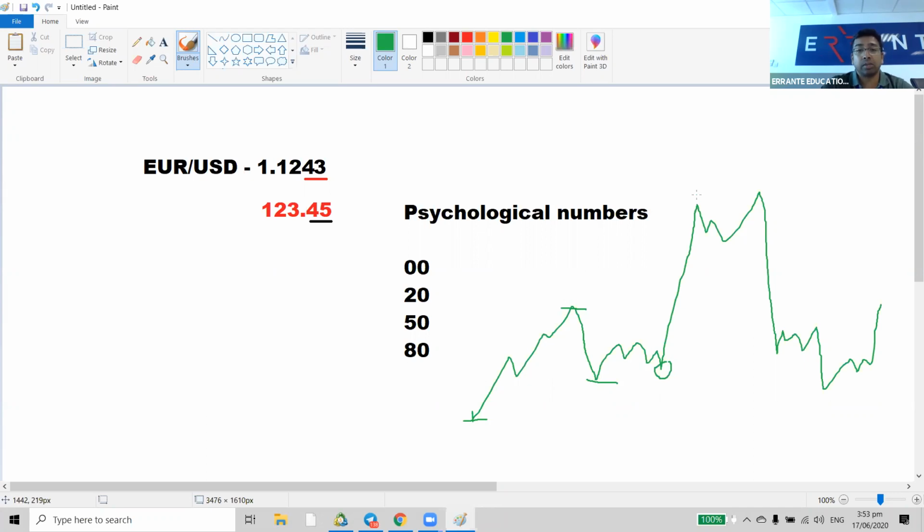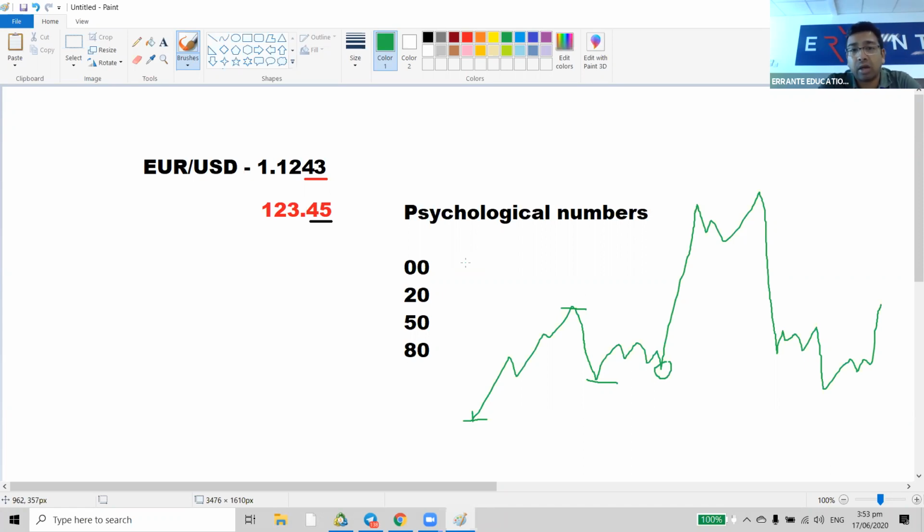Now, usually the support and resistance happens very close to these psychological levels. This is something really very interesting. It has actually happened over my 12 years of experience of trading. I've not seen it change. Touch wood, I don't want it to change.